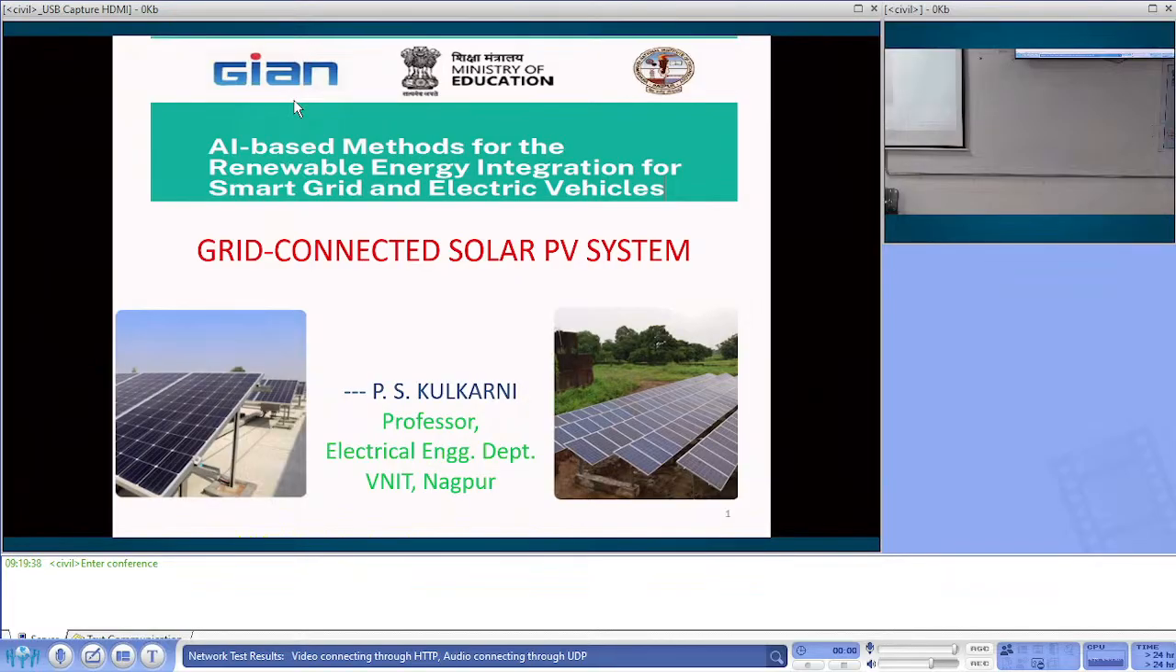This light is required, just see from the side.